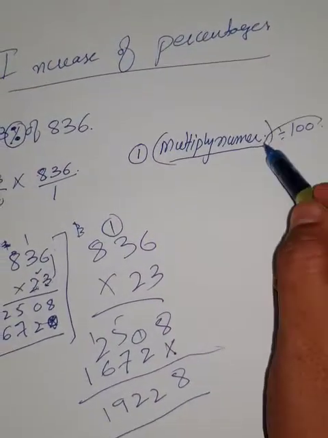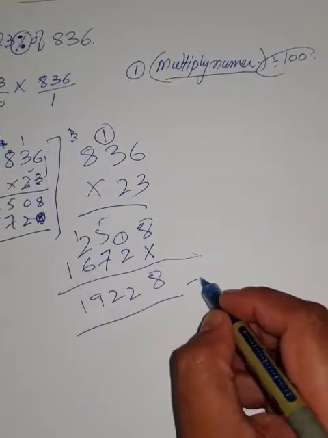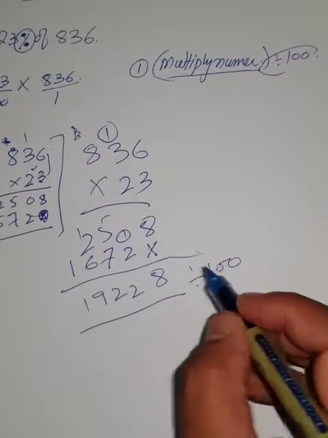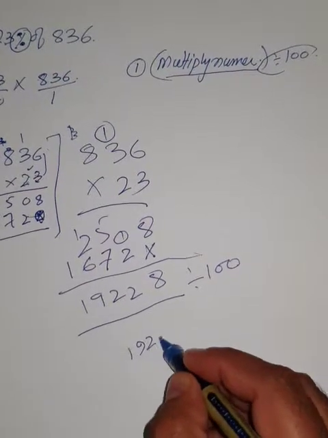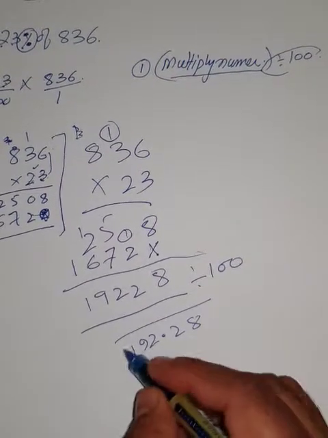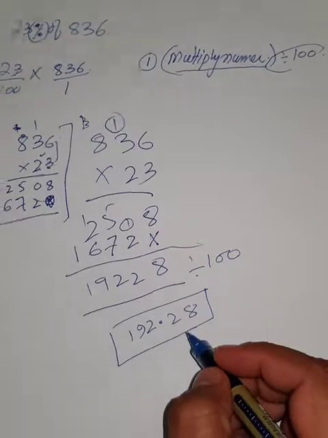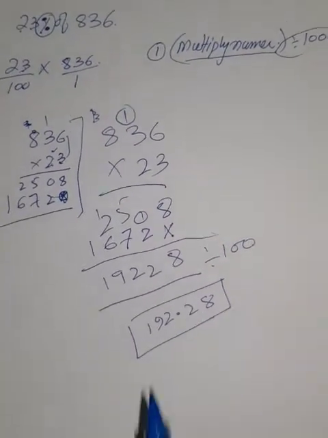I am not done with division by 100 yet. So I know that dividing by 100 is very simple. There are 2 zeros, so count 2 numbers and place the decimal. So 192.28 is my answer in this case, where I'm doing what? I'm simply finding a percentage.